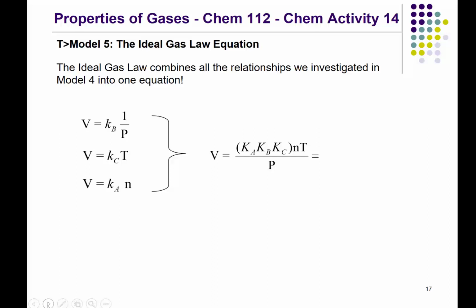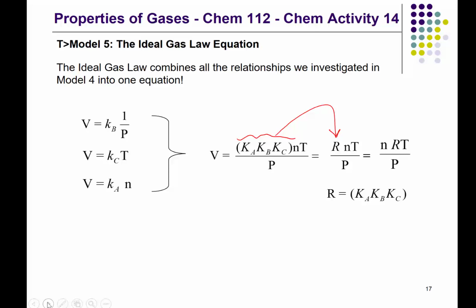Now I'm going to rearrange a little bit in that I'm going to call all of these things just R. And as you're about to see, R is our ideal gas law constant. Just to make explicit, R is equal to Ka times Kb times Kc. Now I'm going to rearrange a little bit further and put the R between the n and the T, just because this is normally how we see it. So volume is equal to nRT divided by P.